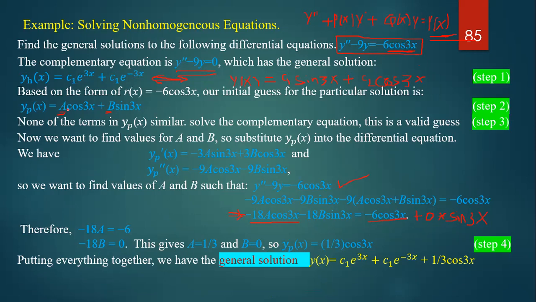So a is 1 over 3 and b is 0, and immediately this is the particular solution. The general solution for this non-homogeneous equation is y of x equals the complementary part of the solution plus the particular solution. This is the method we can use to solve non-homogeneous equations.